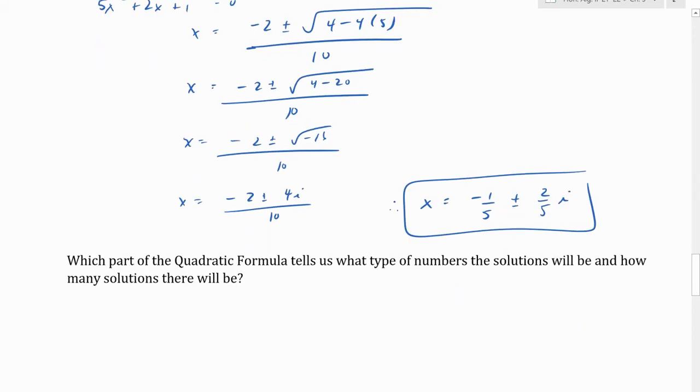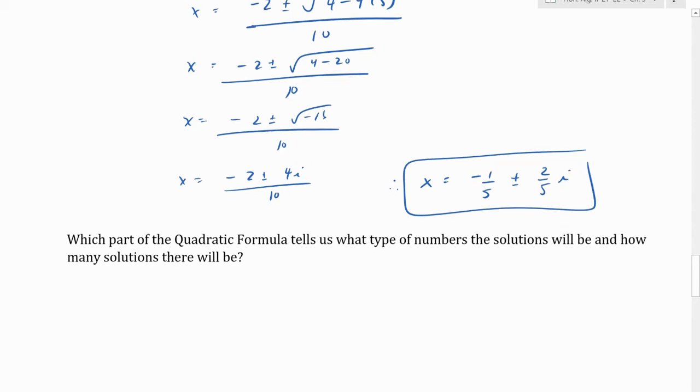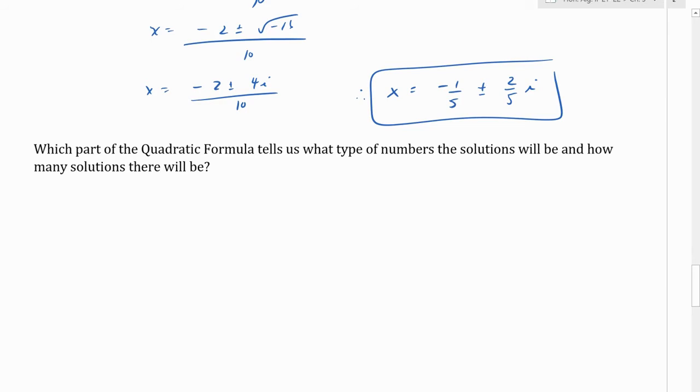Okay, I know note-wise, I just went through that really fast. So don't worry, we're not going to go over it that fast in class. Which part of the quadratic formula tells us the types of numbers? Okay, so think about this.